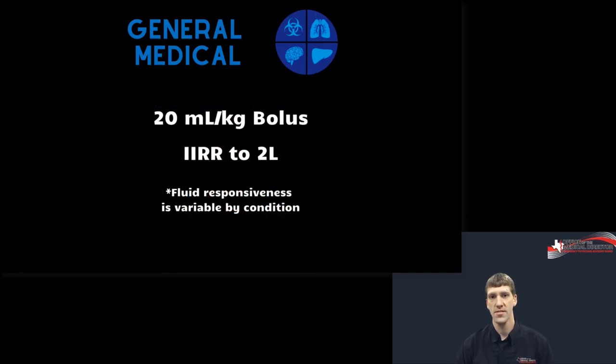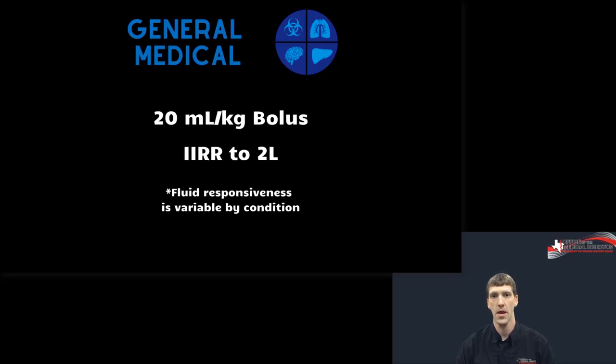So if fluid loss and sepsis are our number 1 and 2 things on our differential, we're certainly going to start off with some fluids. Children rapidly and readily respond to fluids in general. We're going to start with a 20 mL per kilogram bolus, just like our adults. If that's not enough, we're going to reassess and repeat.